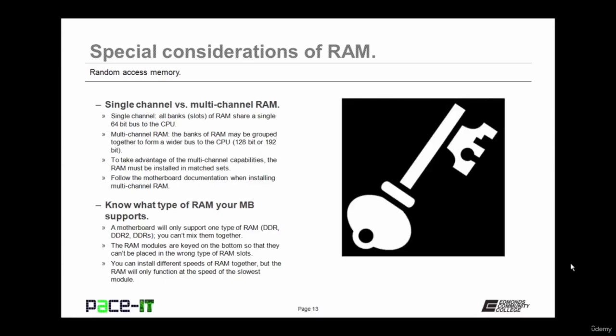You also need to know what type of RAM your motherboard supports. A motherboard will only support one type of RAM. You can't mix different types together. The RAM modules are keyed on the bottom so that they can't be placed into the wrong type of RAM slot. And the final thing that you need to consider: you can install different speeds of RAM together, but you need to remember that the RAM will only function at the speed of the slowest module.